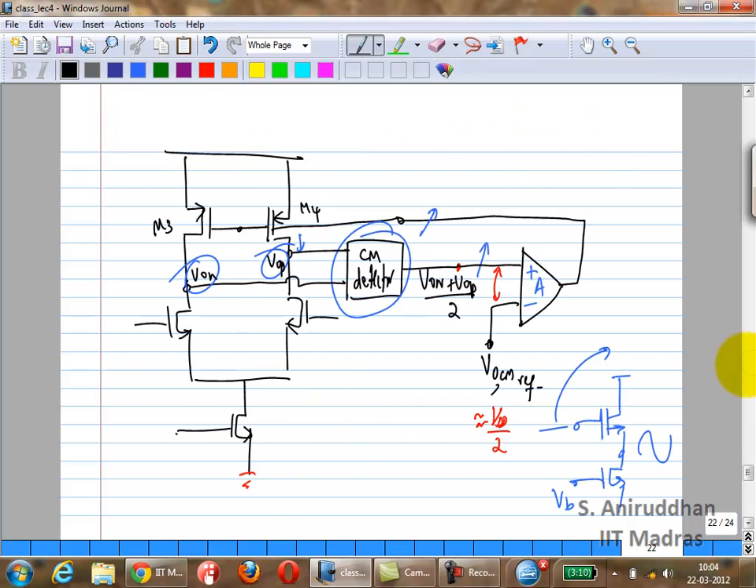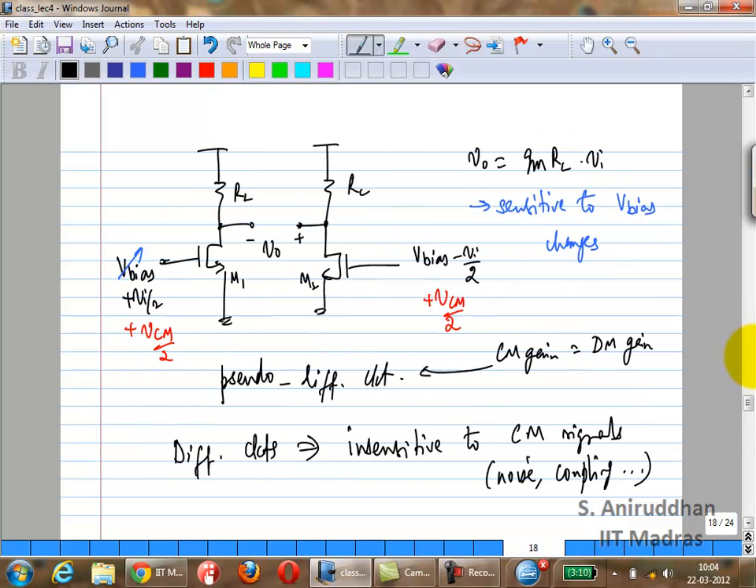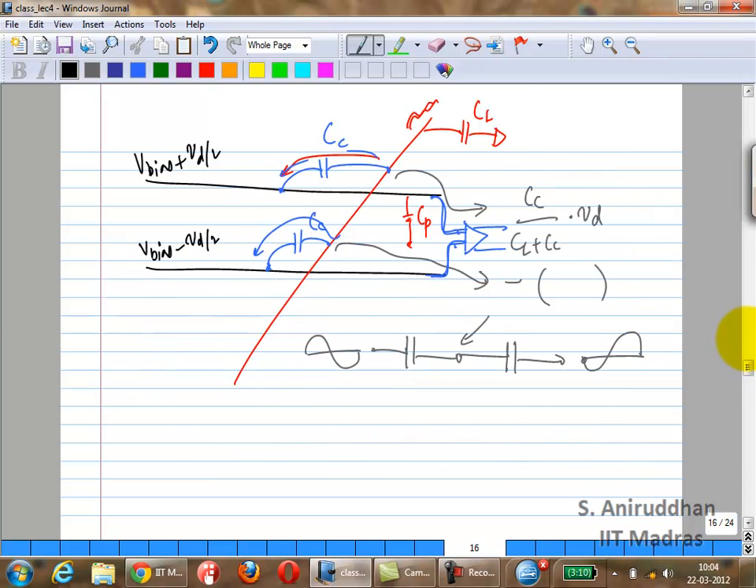So what did we study last class? We started off with fully differential op-amps. So let's have a quick overview of what we did.